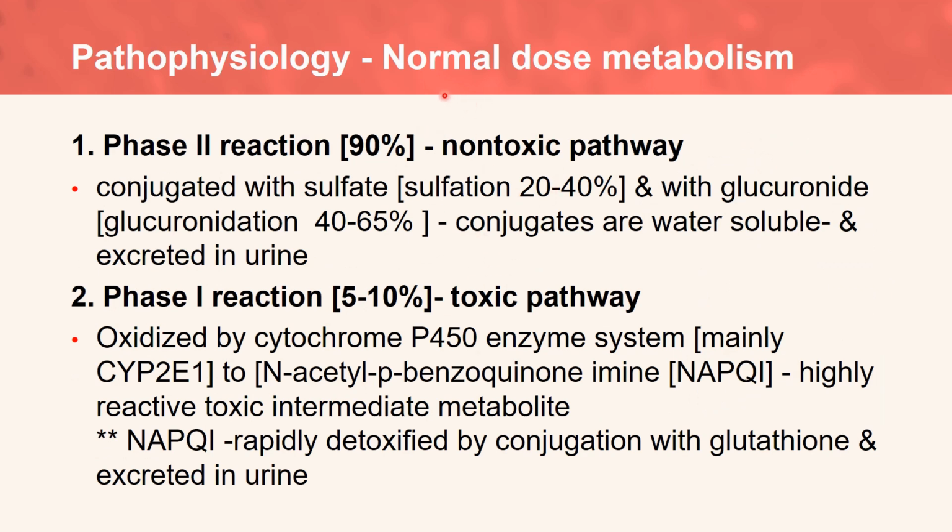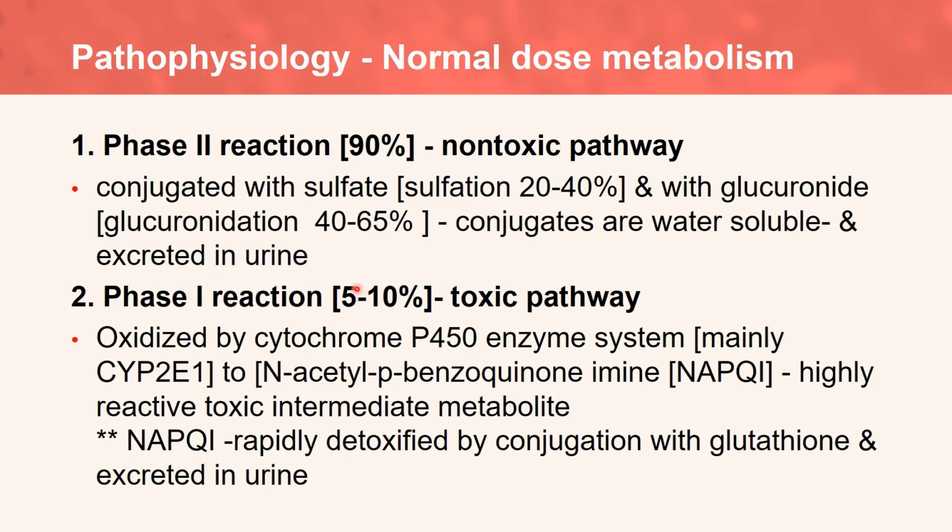Now let's see the normal dose metabolism of paracetamol. There are two reactions which occur in normal condition. Phase 2 reaction is occurring in 90% of cases, and this is a non-toxic pathway. This pathway is followed in children, so they are more resistant to paracetamol poisoning. Here the paracetamol conjugation occurs by sulfation in 20 to 40% of cases and glucuronidation in 40 to 65% of cases. The conjugates are water soluble and easily excreted in the urine, and this is non-toxic to the body.